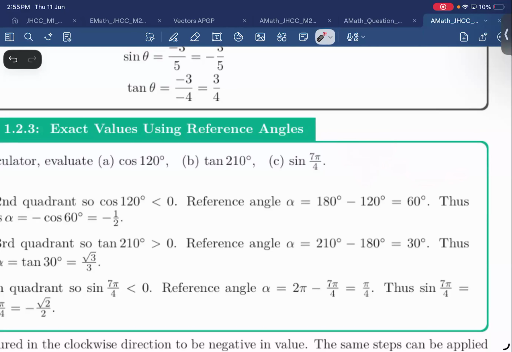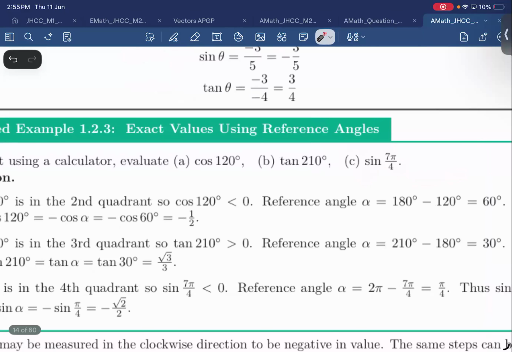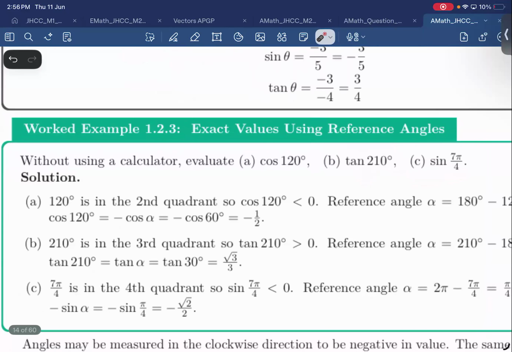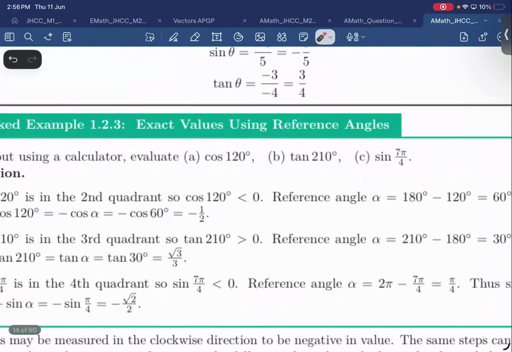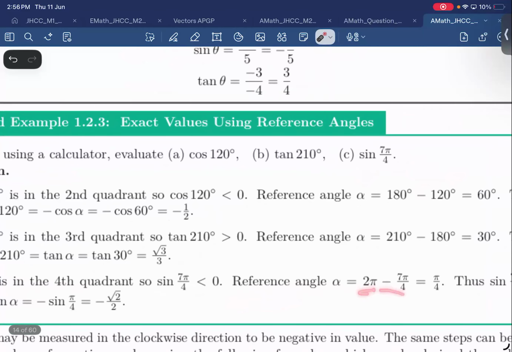You calculate it, you see it's between 270 and 300. It's in the fourth quadrant. Okay, so if it's in the fourth quadrant, ASTC, so the sign is negative, right? Then the reference angle is 2 pi minus theta, which is pi over 4.